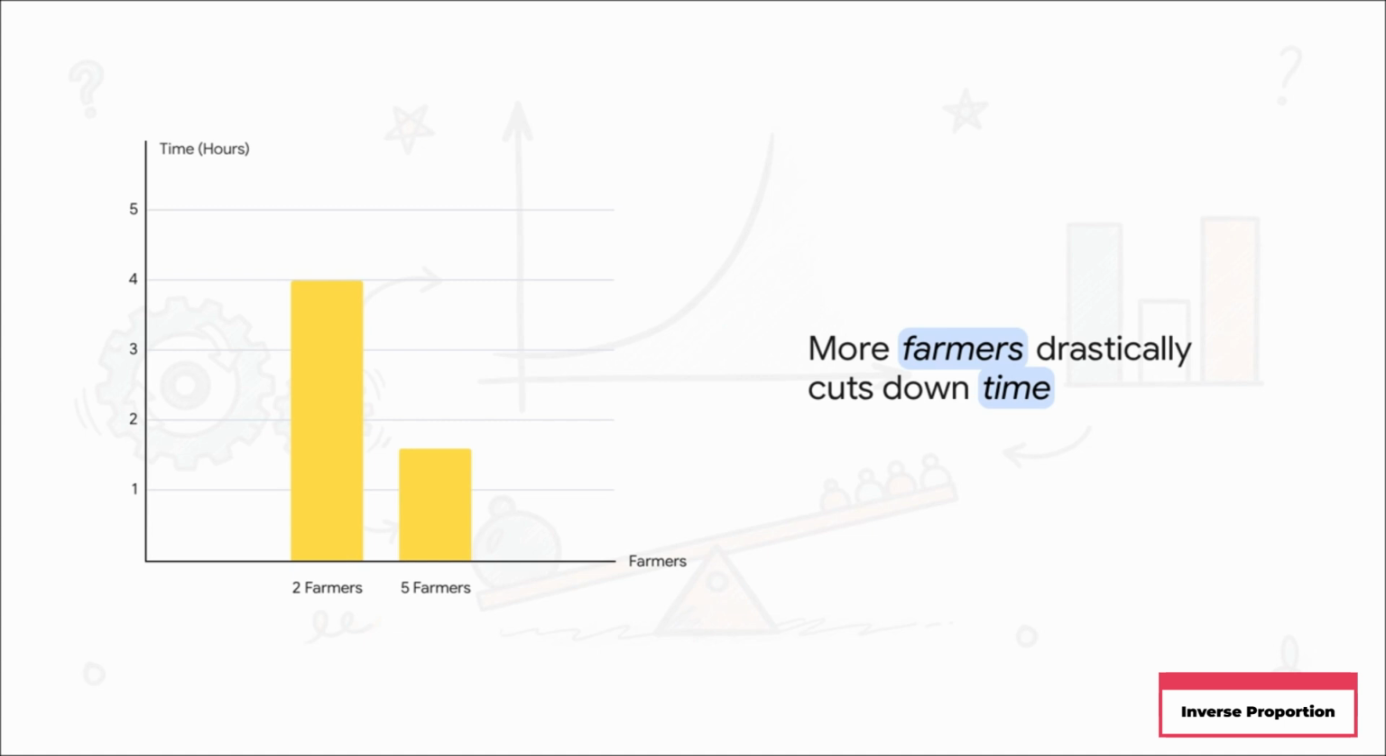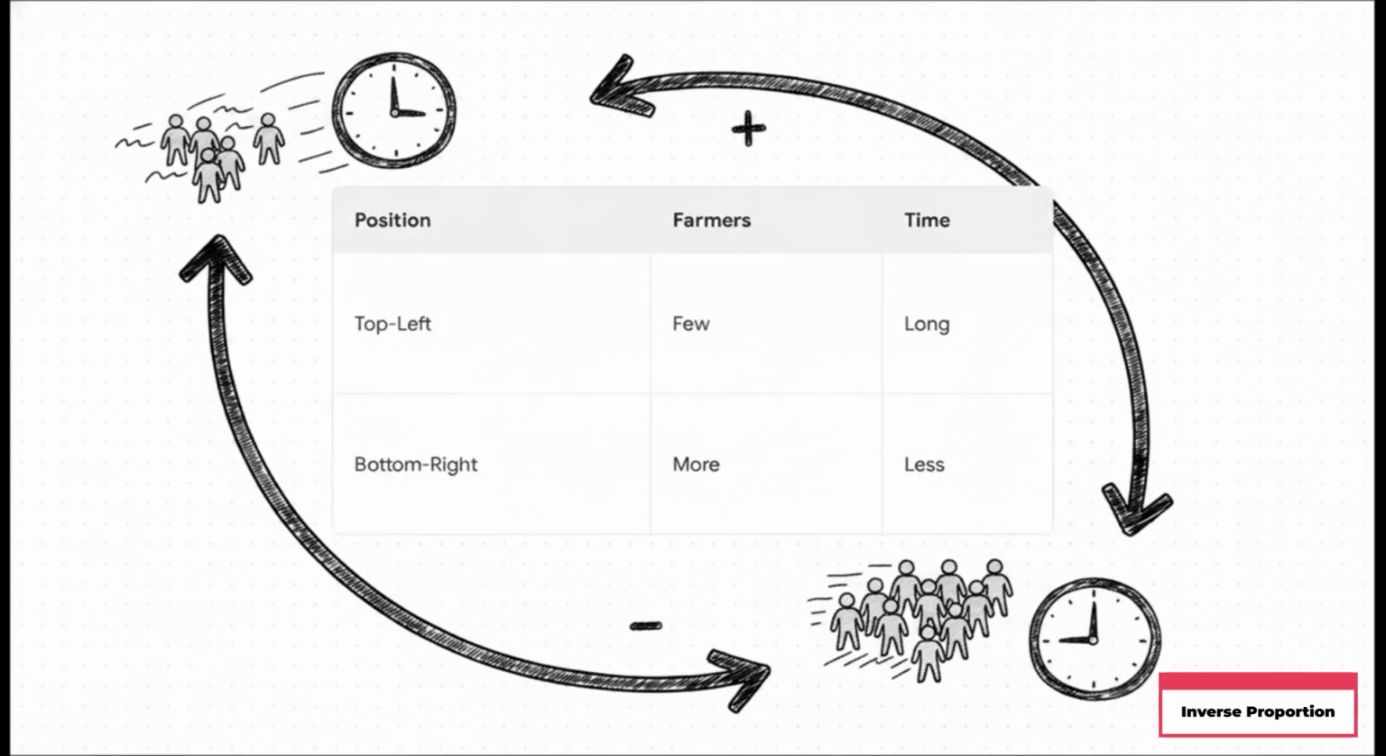When you translate this concept onto a chart, inverse relationships will literally always create this very distinct downward sloping curve. If you have just 2 farmers, you get this really tall bar representing a huge chunk of time. But jump over to 5 farmers and that time bar shrinks drastically. The variables are just constantly pushing against each other, creating that signature downward slope. If you were reading this trend on a standard graph, you'd trace it out kind of like this.